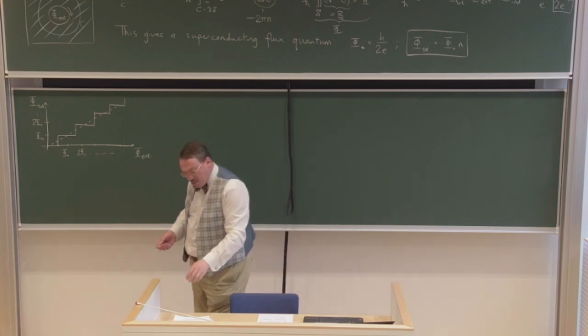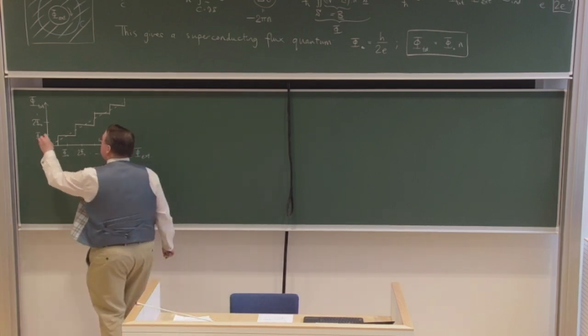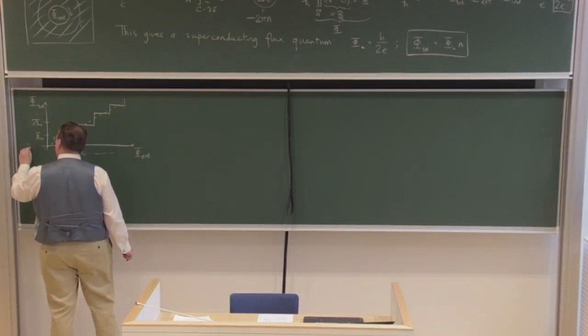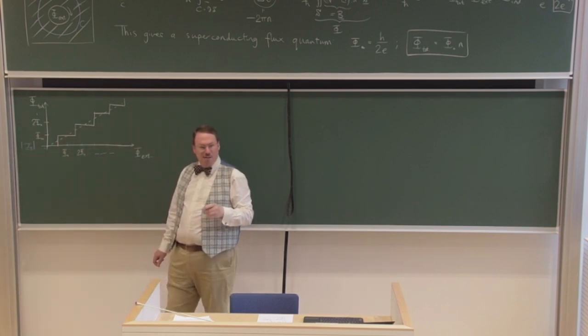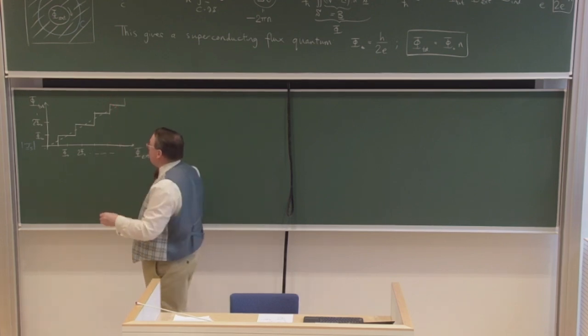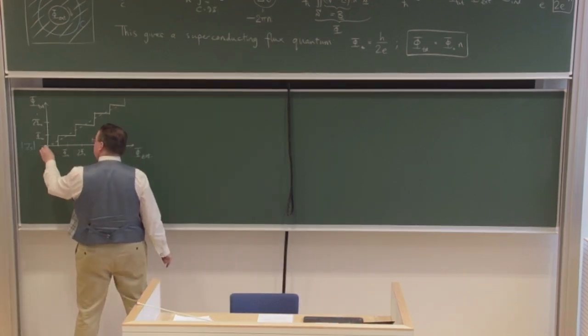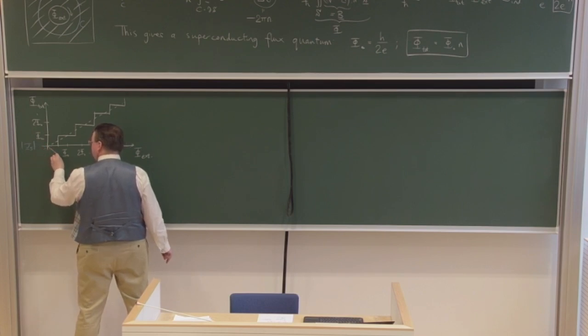So what current am I running to generate this? The magnitude of the supercurrent that's running round the loop. Initially I'm running a screening current, which I will call negative.